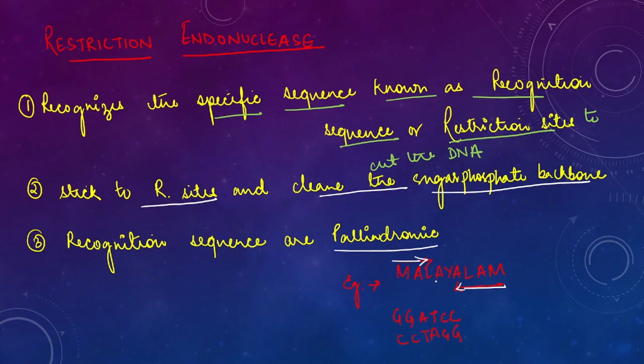This is a recognition sequence. The recognition sequences are palindromic. Palindromic means that it reads the same from both the ends. So we call this palindromic. So what is restriction endonuclease? This recognizes the specific sequence known as recognition sites or restriction sites. It sticks to the restriction sites and cleaves the sugar phosphate backbone. Recognition sequences are palindromic, that read the same from both the ends.